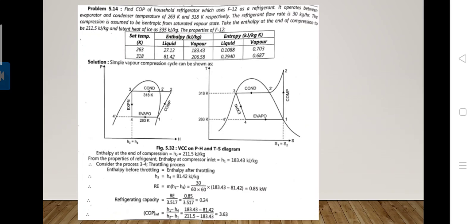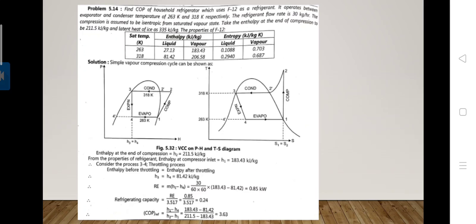Now we have to calculate the COP of this household refrigerator which is using F12 refrigerant. This household refrigerator works on a simple vapor compression cycle. Before that, we first understand the process of the vapor compression cycle. A simple vapor compression cycle has four different processes: compression, condensation, expansion and vaporization.